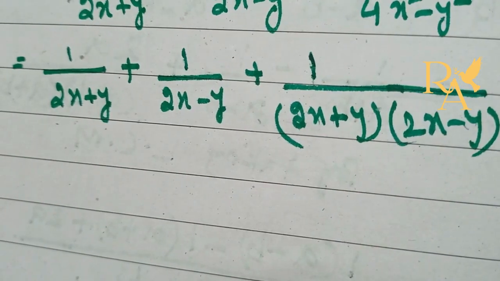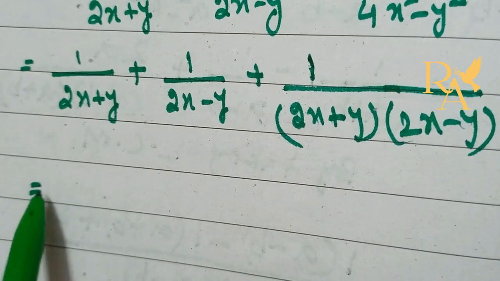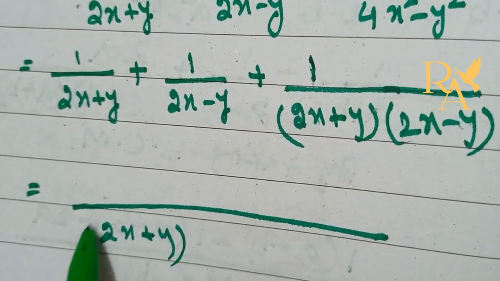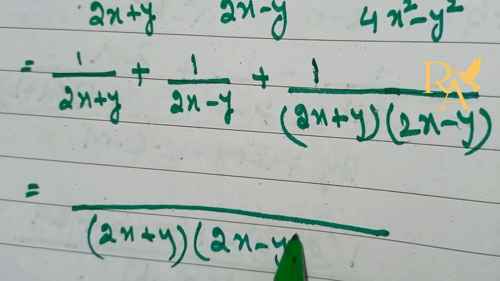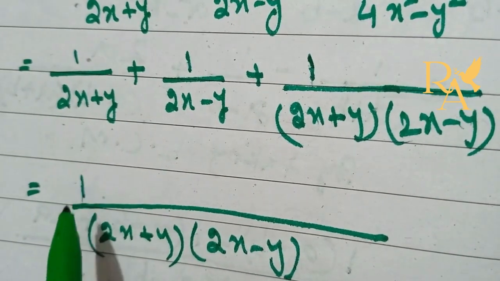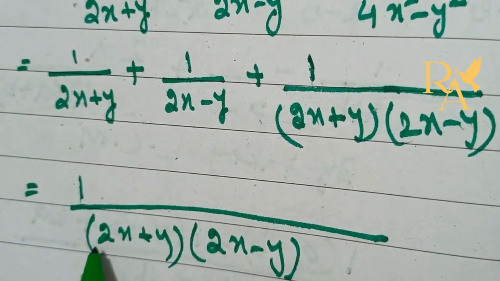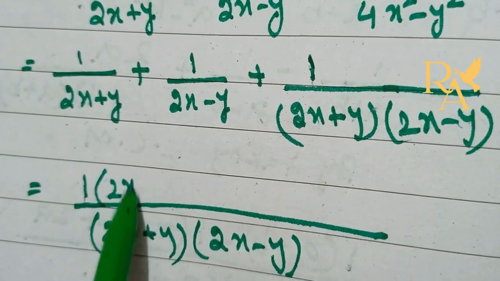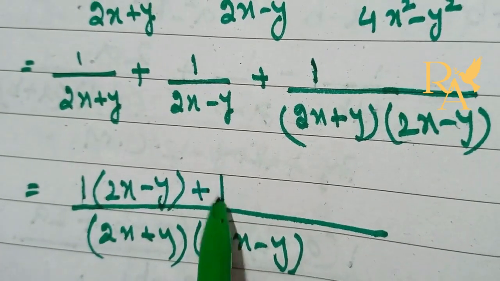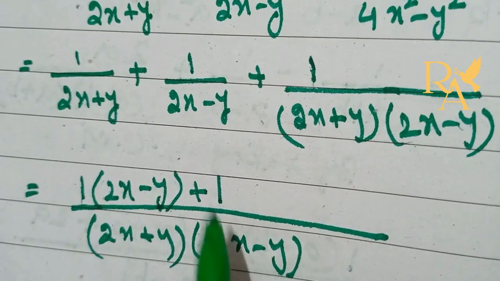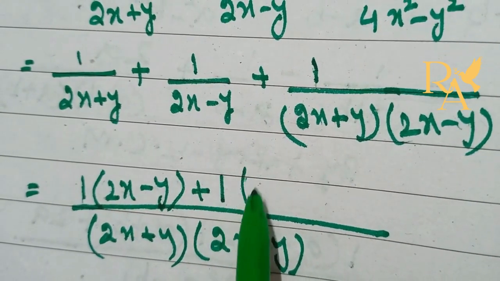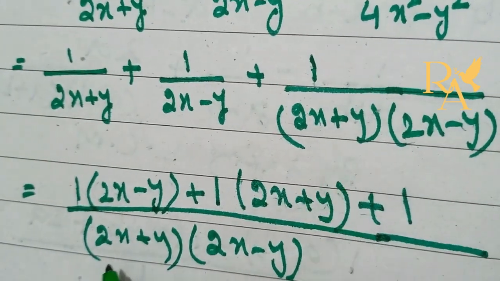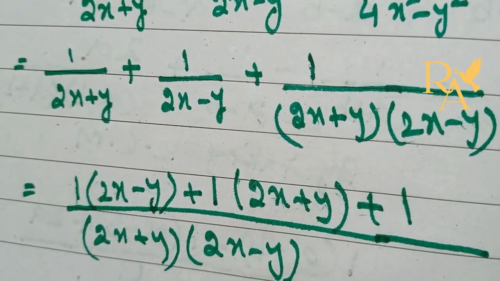By taking LCM, 2x plus y and 2x minus y. From this bracket, 1 is same. 2x plus y, 2x plus y divided with each other. So here is 2x minus y plus 1, 2x minus y divided with each other. So we will write 2x plus y plus 1, because 2x plus y and 2x minus y both will cancel with each other.